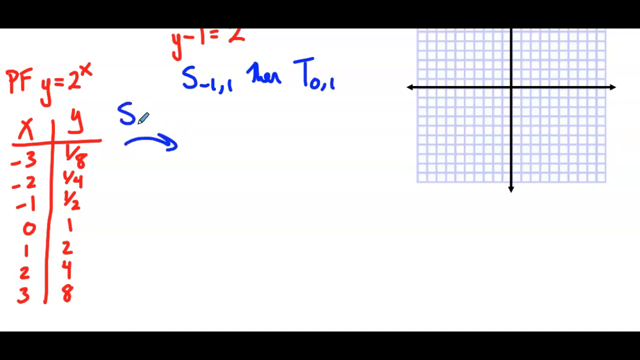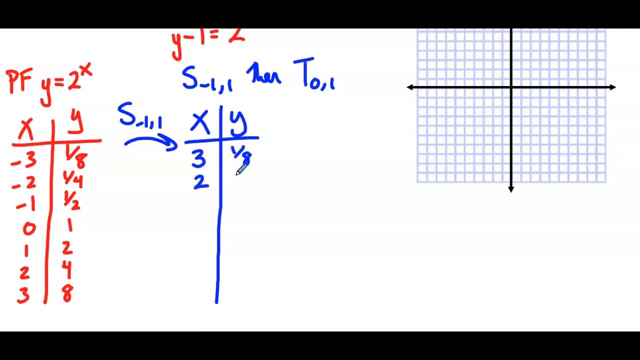Okay, so we'll start with that scale factor of -1, 1. Multiply all those x values by -1, y stays the same. So 3, 1/8, 2, 1/4, 1, 1/2, 0, 1, -1, 2, -2, 4, -3, 8. And remember, what happens when we're negating the x? We're reflecting over the y-axis, right? So all the points that had negative x values now have positive x values, and vice versa.